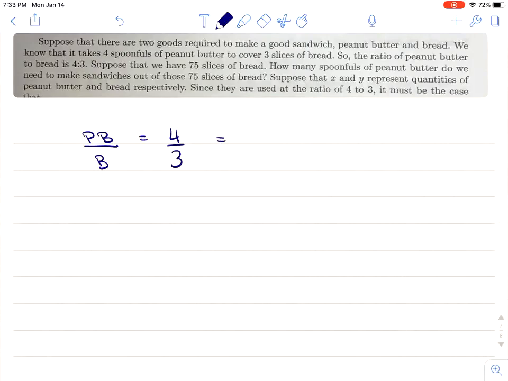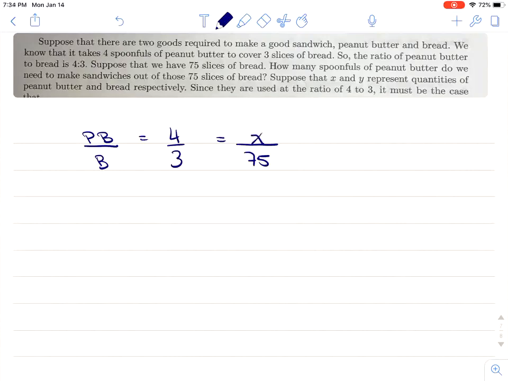So now, this has to be equivalent to, right, this ratio or this proportion has to be the same for 75 slices of bread. So now I'm going to change this to 75 slices, right? Keeping in mind that they have to be the same across. And then I'm solving for how many spoonfuls it takes. So I'm just going to have X here and solve for X.